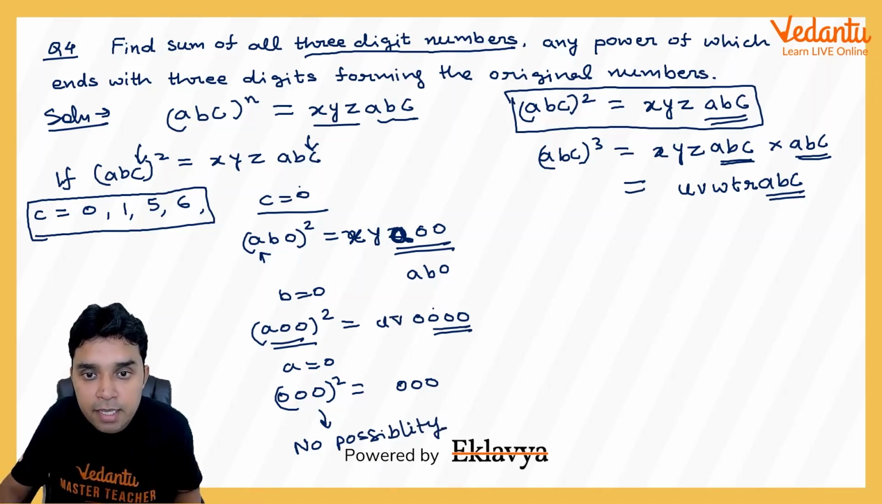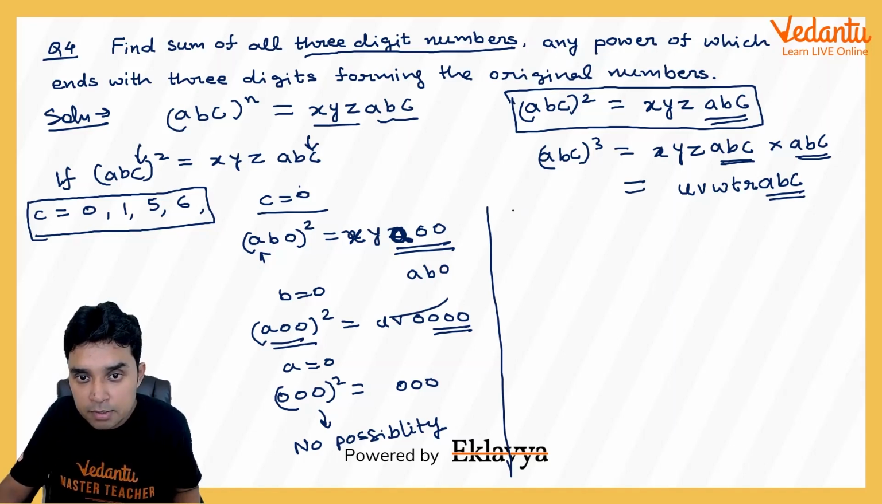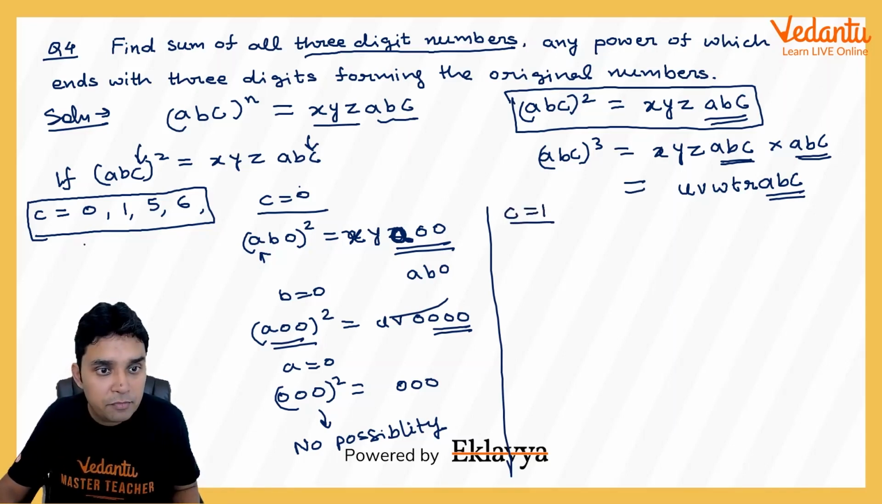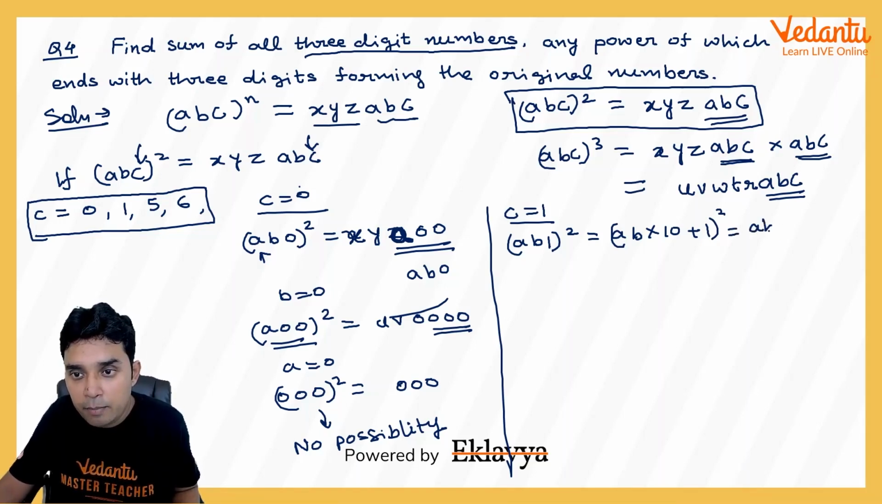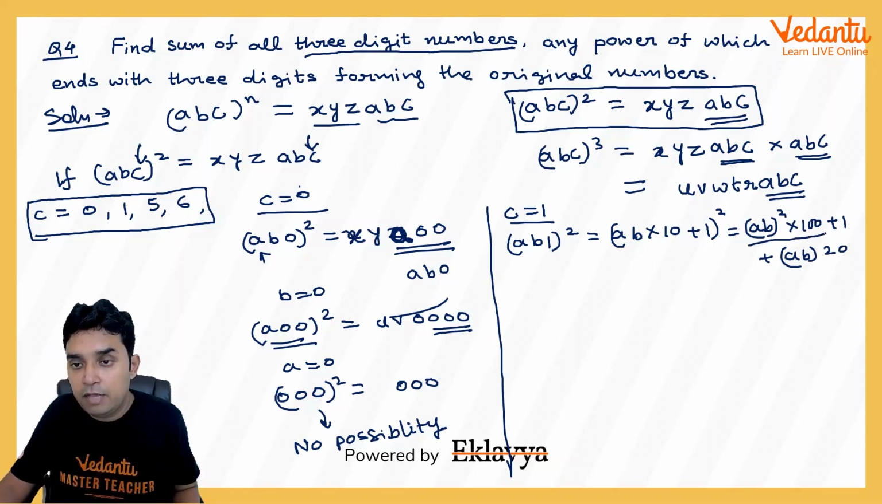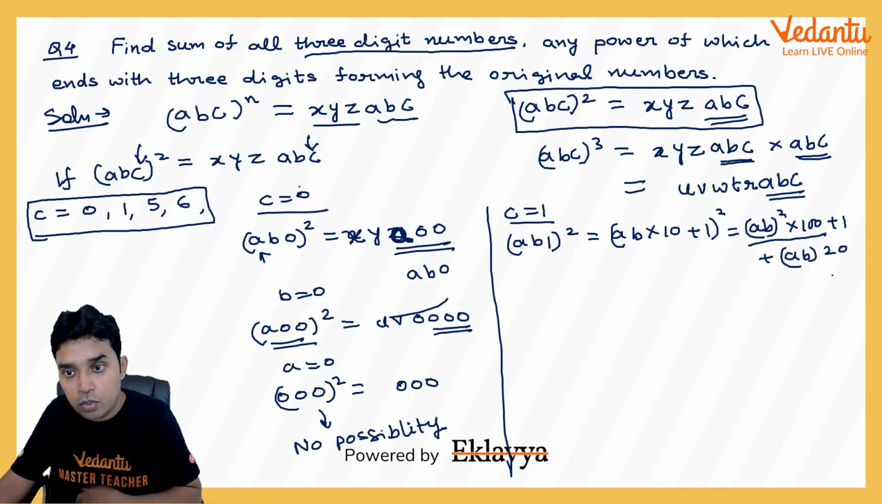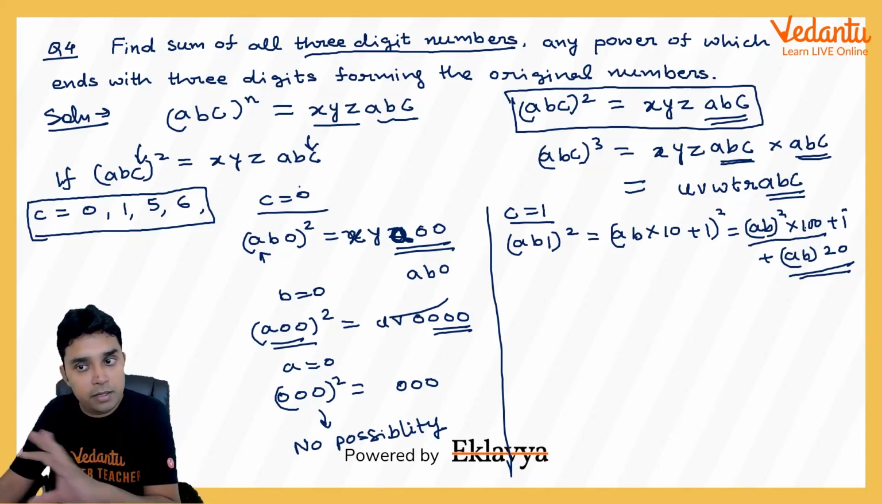Now coming to the second case, when C is equal to 1. If C is equal to 1, then my number will be AB1 and its square I can write as AB into 10 plus 1 whole square. Then we can write this as AB whole square into 100 plus 1 plus AB into 20. You can check this term has both unit place and tens place as 0, whereas this has unit place as 0 and this is just 1. So the unit place is sorted, 1 here, 1 here.